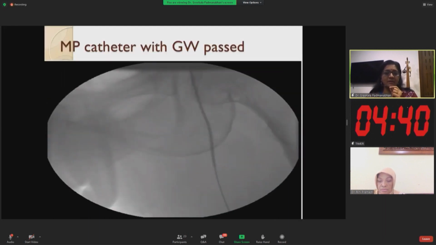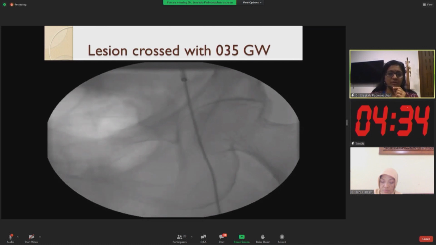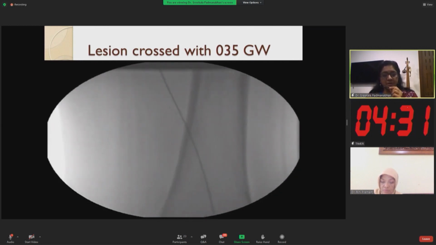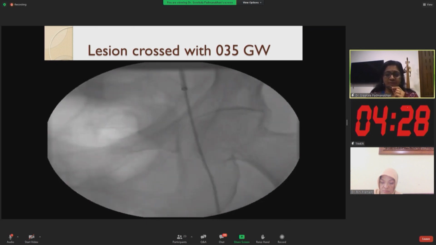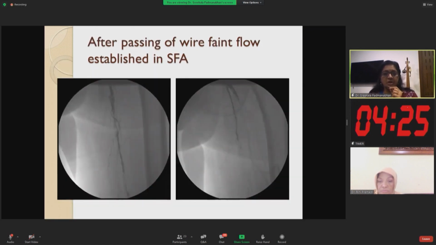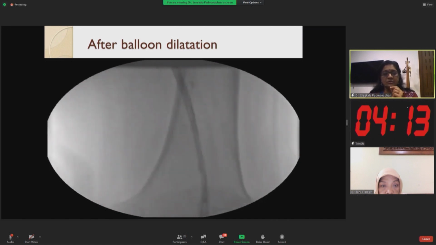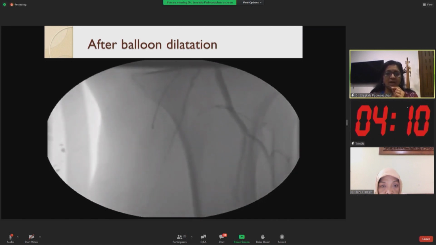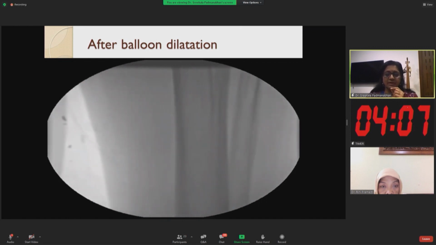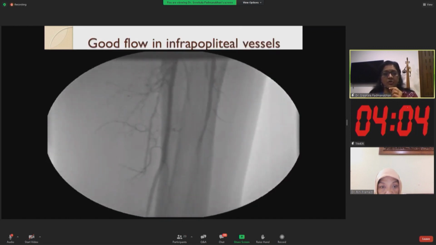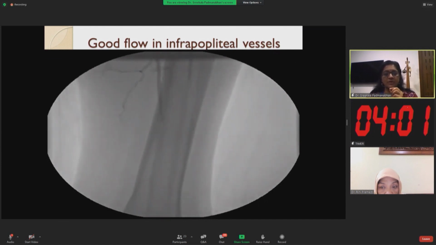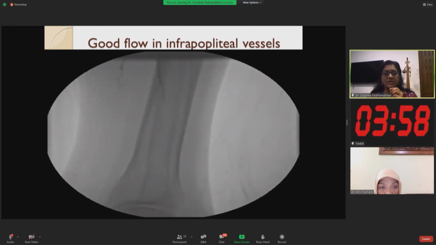With the multipurpose catheter, we tried the Terumo wire, and the lesion was crossed with the hard end of the Terumo wire and placed in the anterior tibial artery. After passage of the wire, a trickle of flow was established in the SFA, and you can see there is only faint flow. Multiple balloon dilatations were done, initially with coronary and then peripheral balloons, and good flow was established in the entire superficial femoral artery and also in the infrapopliteal vessels, because we were not able to see the ATA and PTA in the initial angiogram.